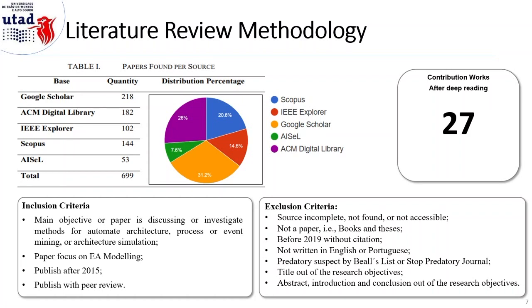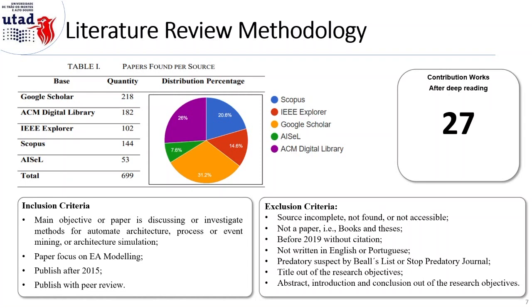Then we applied the search query to Google Scholar, ACM Digital Library, IEEE Xplore, Scopus, and AIS Library, which resulted in a total of 699 works. We applied some inclusion criteria, like works had to be published after 2015 and with a peer review process. And on this total, we applied some exclusion criteria: we removed the books and theses, and we removed any work published before 2019 without citation because we assumed that they had small or no relevance. We also removed the works where the publisher was suspected of predatory publications.